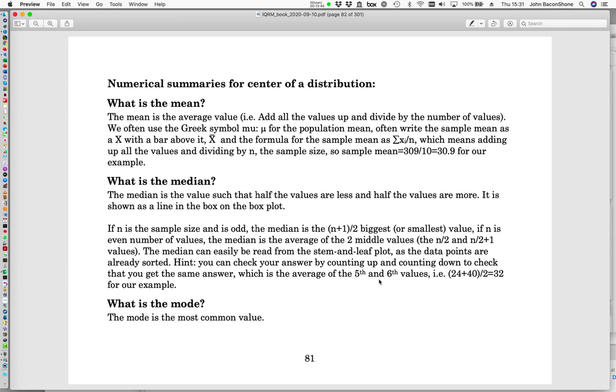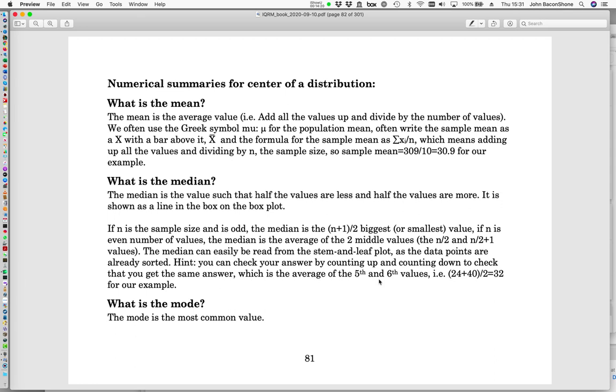median. But if n is an even number of values, such as in our example just now, it's not so obvious what's the middle value. So what we usually use is the average of the two middle values, the n over 2th and the n over 2 plus first values. In our case, n was 10, so it's the average of the 5th and the 6th value. We can either count up or count down, and we can easily read it off the stem and leaf plot because our values are already sorted.